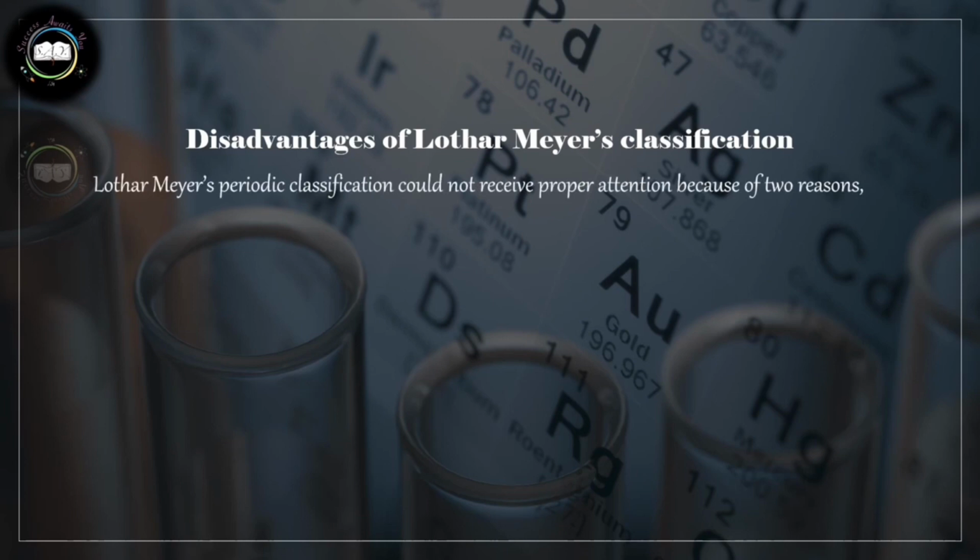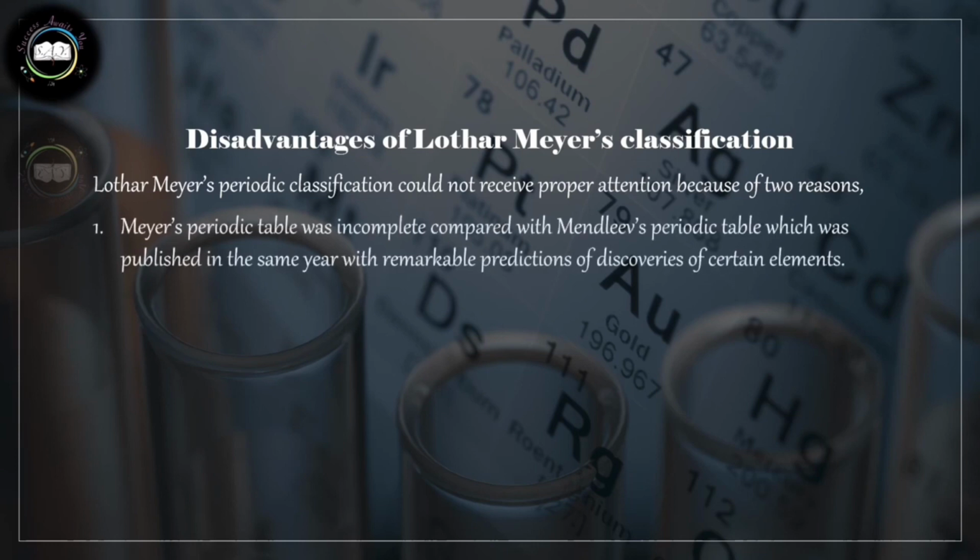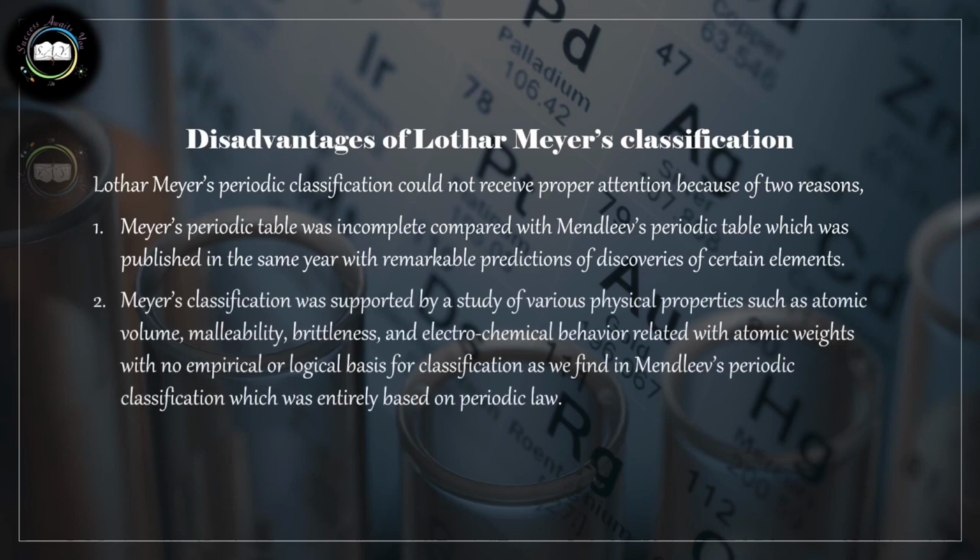The disadvantage or drawback of Meyer's classification was that Meyer's periodic table was incomplete compared with Mendeleev's periodic table, which was published in the same year with remarkable predictions.